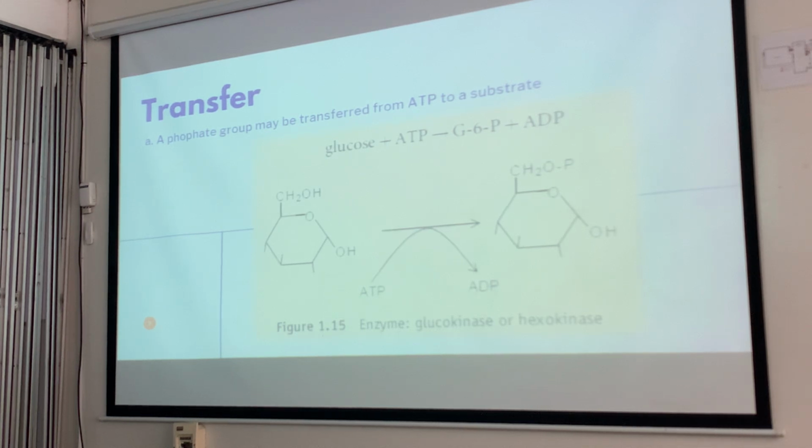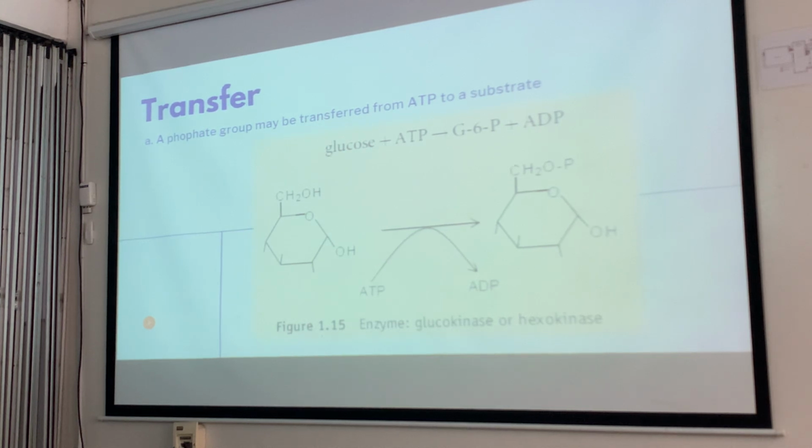Okay. So what are the reactions so far that we've got? Just a review. First is atomic and molecular reaction. Second is substitution. Then modification and addition. How about transfer?